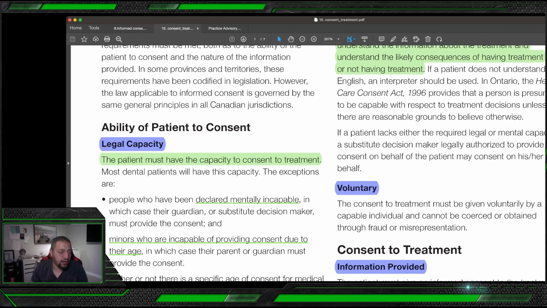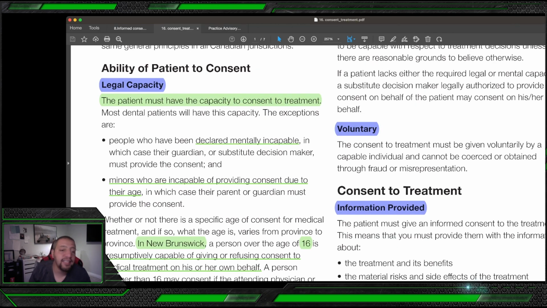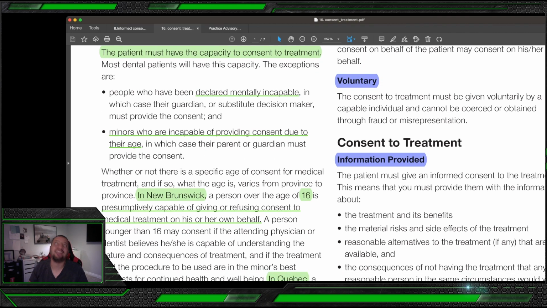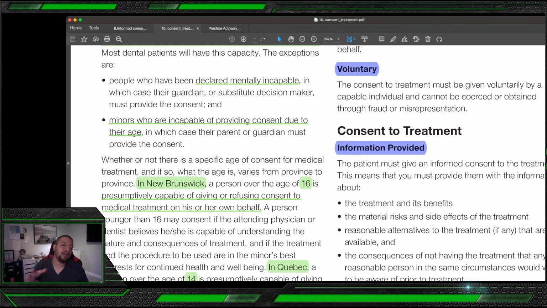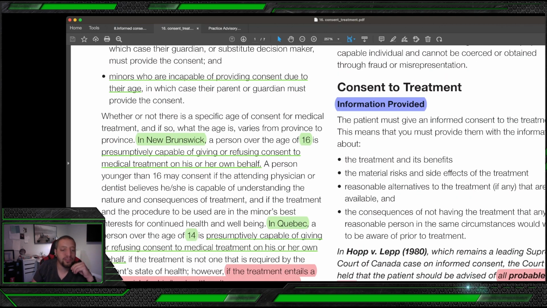So the article specifically mentions the patient must have the capacity to consent to the treatment. This capacity is discussed in two terms: people who have been declared mentally incapable, in which case their guardian or substitute decision maker must provide the consent, or minors who are incapable of providing consent due to their age. And this age part is honestly tricky, because in Canada every province has a different guideline for that. So I'm going to read you the numbers. In New Brunswick, a patient aged 16 can do this. In Quebec, it's 14. Okay.